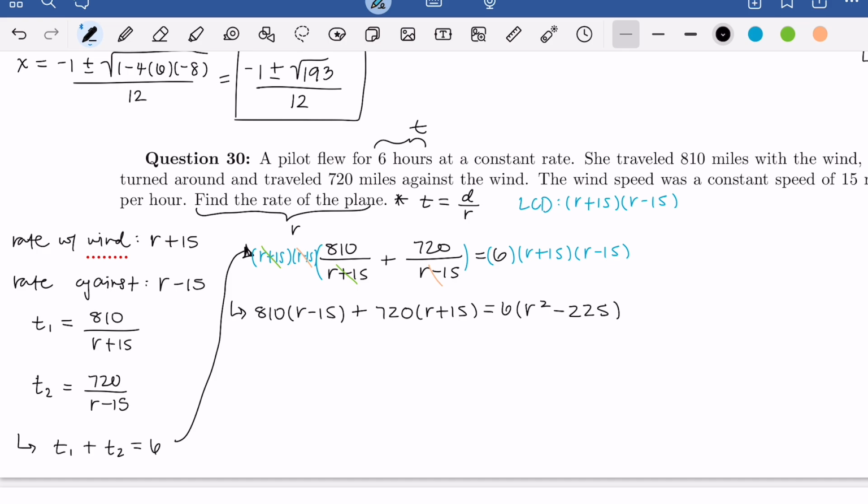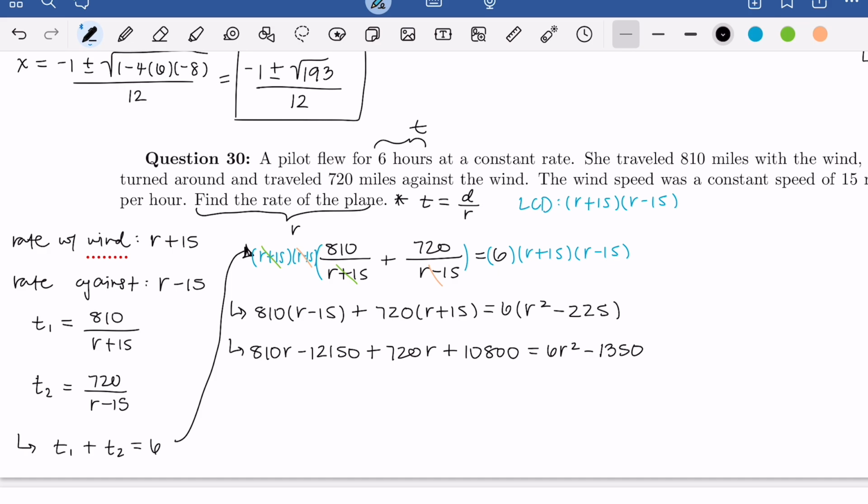All right, so from here, let's see if we can simplify this further. Let's distribute this 810 to both terms here and this 720 to both terms here. Doing that, we're going to get 810r minus this guy plus our 720r plus 720 times 15, which is this guy here. All right, and then on the right-hand side, we'll distribute this 6 to both terms here. We're going to get 6r squared minus 1350.